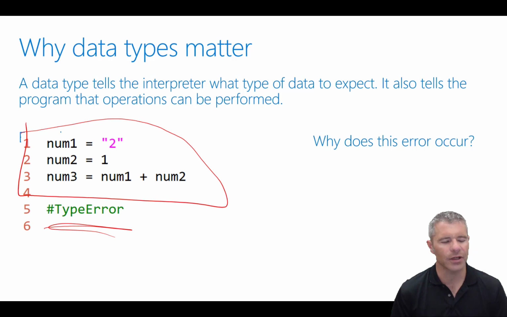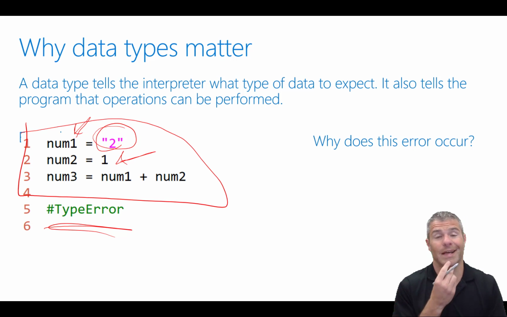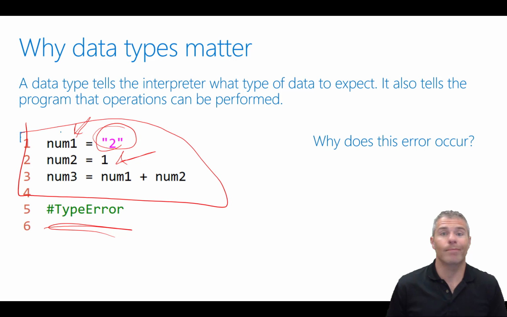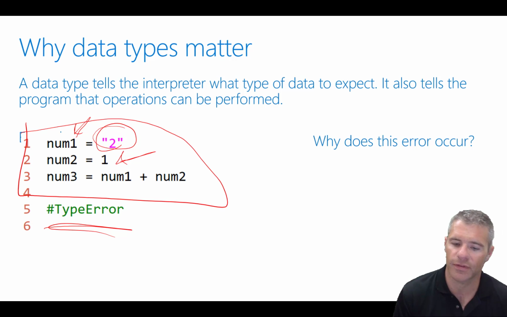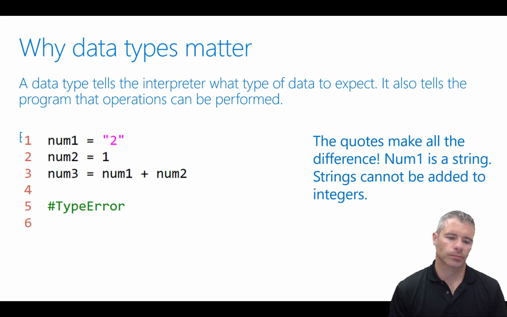Because what's going on here is we've actually created num1 as a string, because strings use quotes, and num2 as an integer. You can add an integer to an integer, and you can in fact concatenate a string to a longer string, but you can't mix and match the types. So you wind up with this type error that says, hey, these are wrong. Num1's a string, can't add strings together. That's a problem.